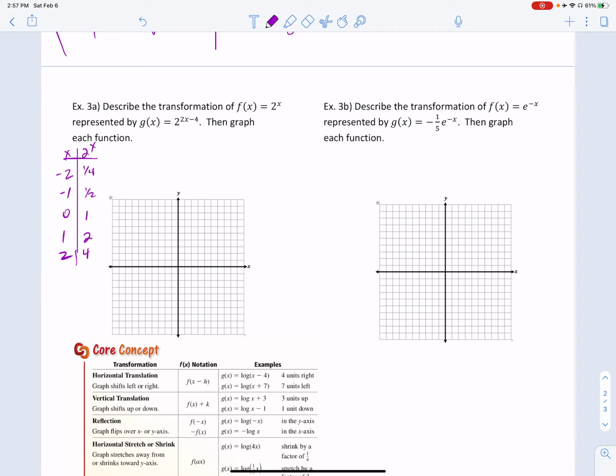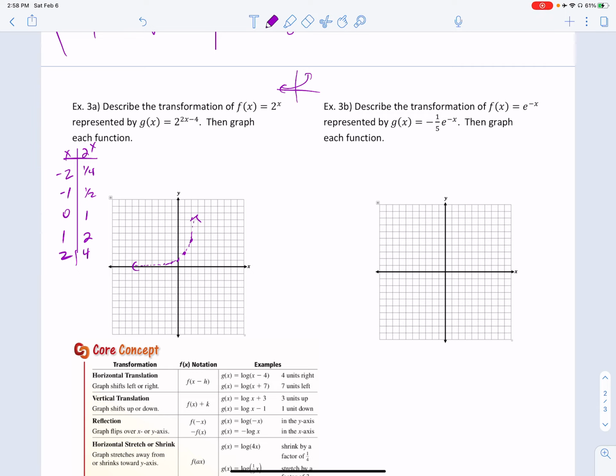And they want you to graph each function, so I could go ahead. It's 2 to the x, the base is positive, so I expect it's going to be an increasing function. And so at -2, we're at 1/4. At -1, we're at 1/2, at 0, we're at 1, at 1, we're at 2, and at 2, we are at 4. And so I'm just going to dot that. And there is the basic parent function 2 to the x.